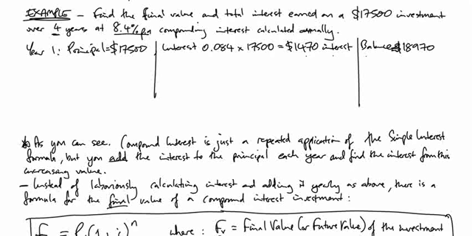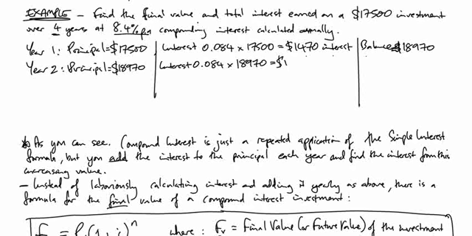We just applied the simple interest formula for 1 year, but now here is where it changes. Year 2, the principal is going to be what it was from last year, 18,970. See how it's increased? The interest is still 0.084, 8.4%, but the principal has increased, so the amount of interest should increase too. Let's have a look. 0.084 times 18,970 comes to $1,593.48.